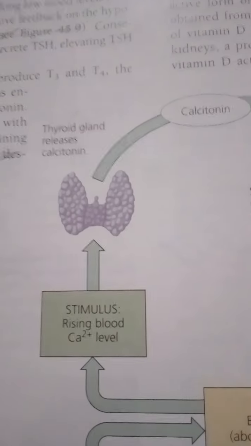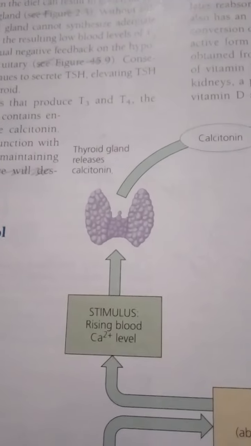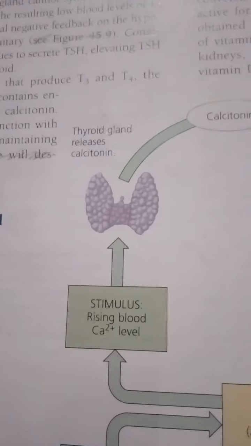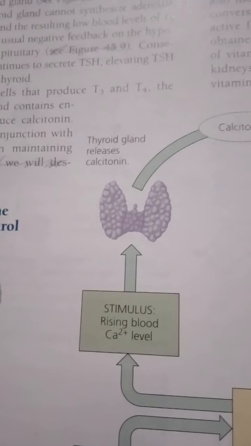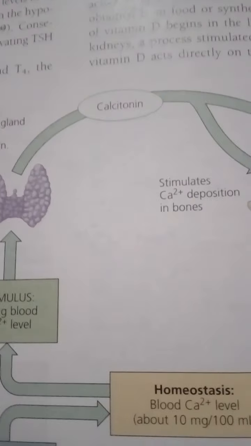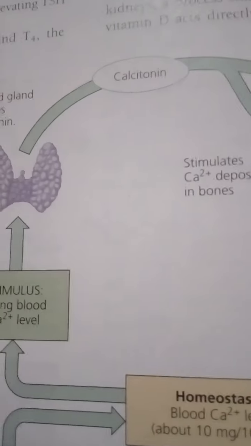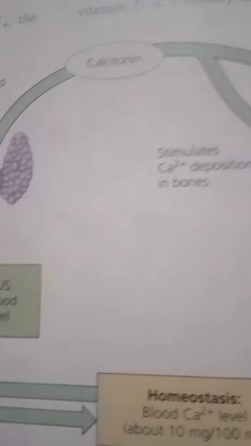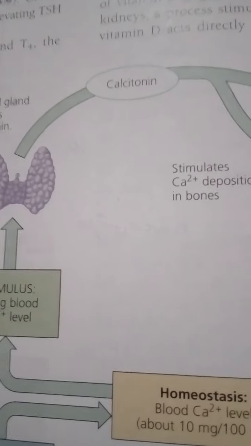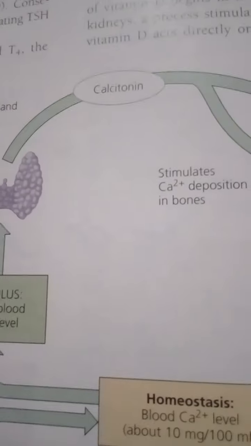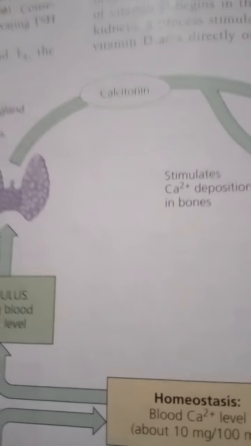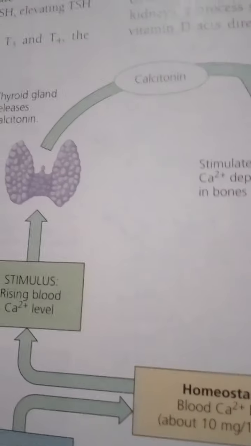Rigorous homeostatic control of the blood calcium levels is critical because calcium ions, Ca²⁺, are essential to the normal functioning of all cells. If a blood Ca²⁺ level falls substantially, skeletal muscles begin to contract convulsively, a condition known as tetany. If not corrected, tetany is fatal.